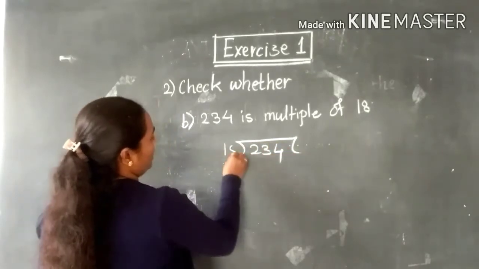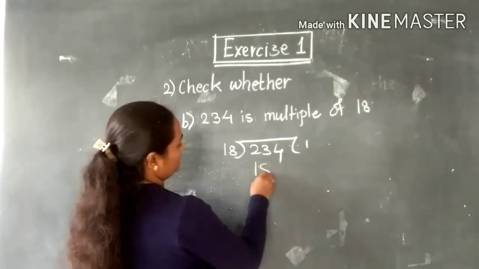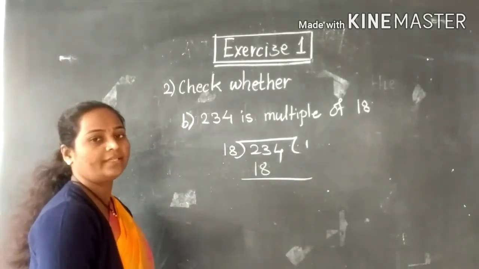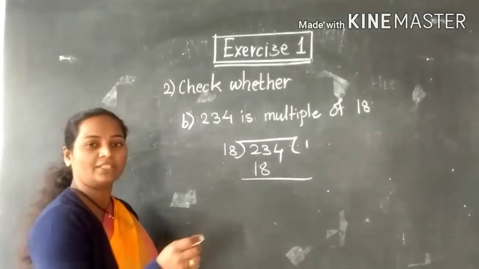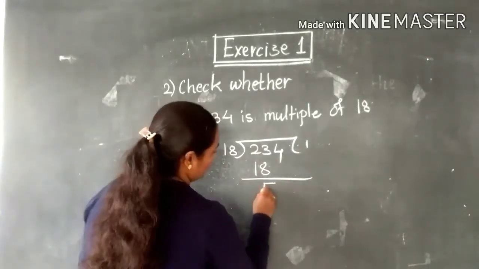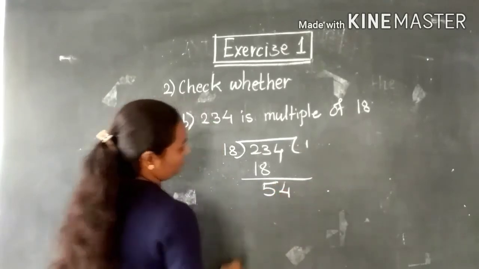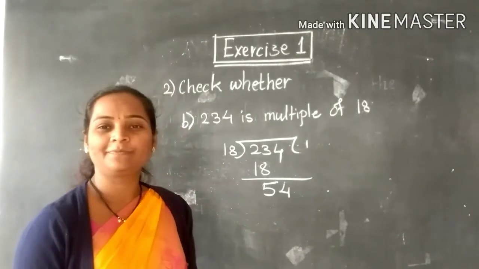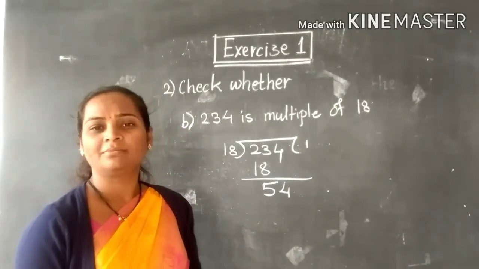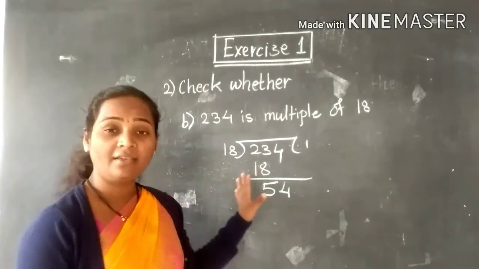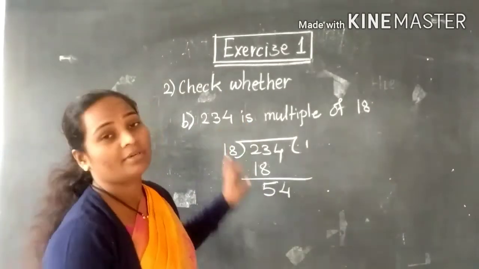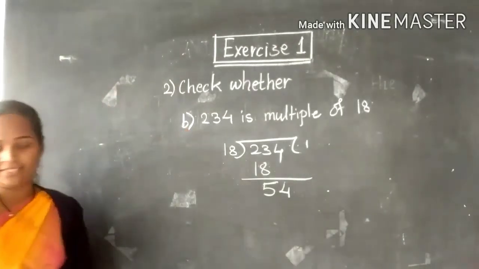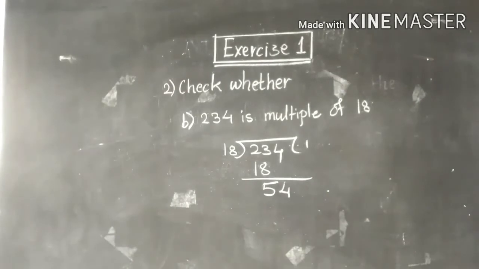234 divided by 18. 18 ones are 18. Then how many will be remaining there? Yes, 19, 20, 21, 22, 23, 54. Is 54 divisible by 18? No. It is not divisible by 18. So this number is not a multiple of 18. We will discuss the next question.